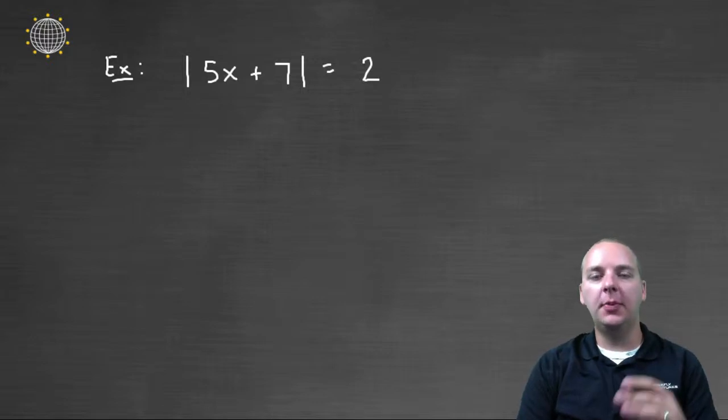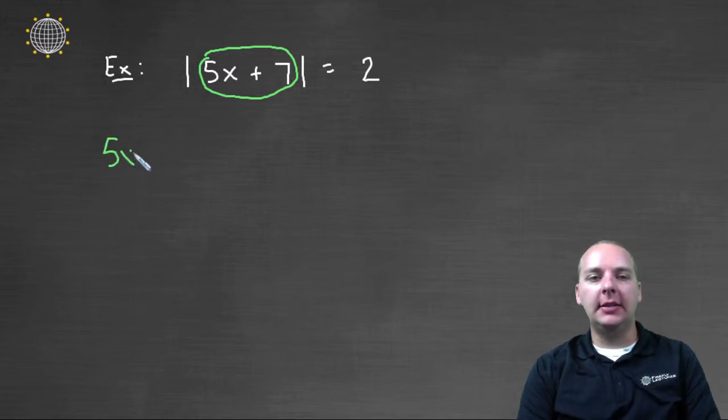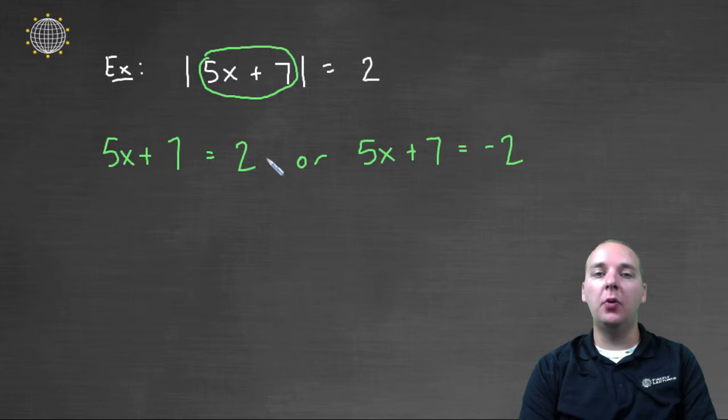Let's try a couple more examples dealing with absolute value equations. This first example, we have the absolute value of 5x plus 7 equals 2. So basically what I'm going to do here is take what's inside the absolute value and realize that that quantity needs to either be 2 or negative 2. So we'll take 5x plus 7 equals 2 and 5x plus 7 equals negative 2, because the absolute value of only those two numbers would give me positive 2.